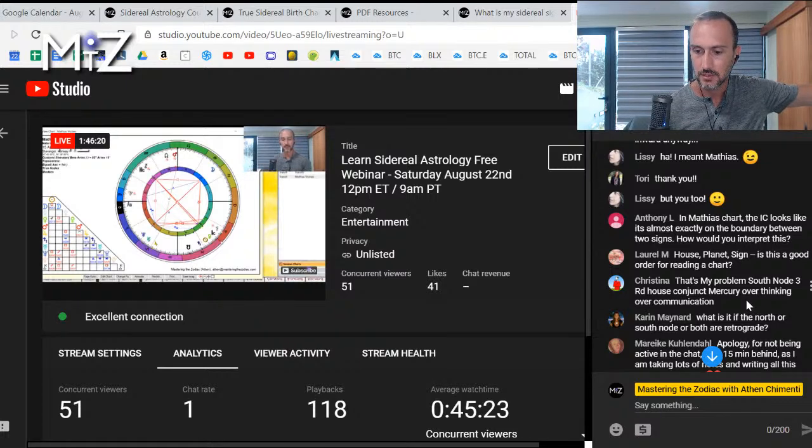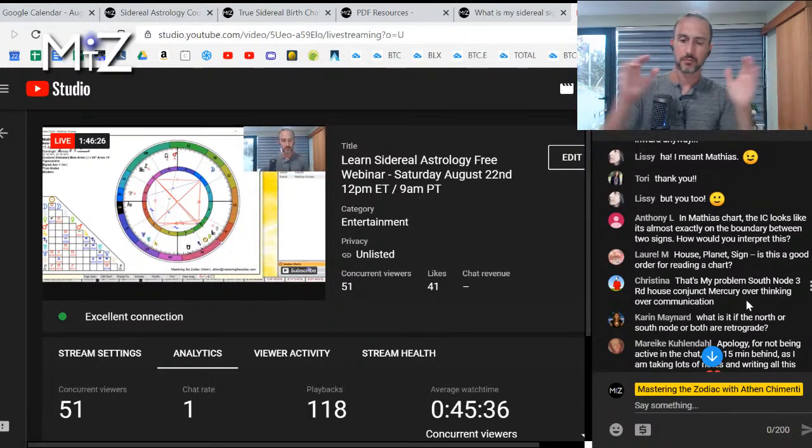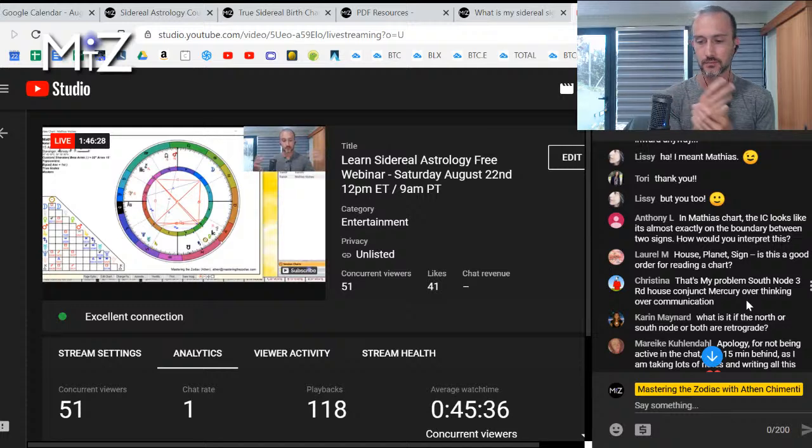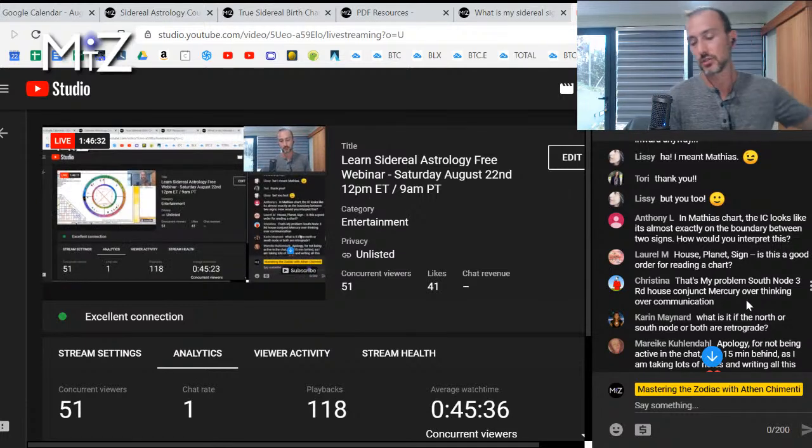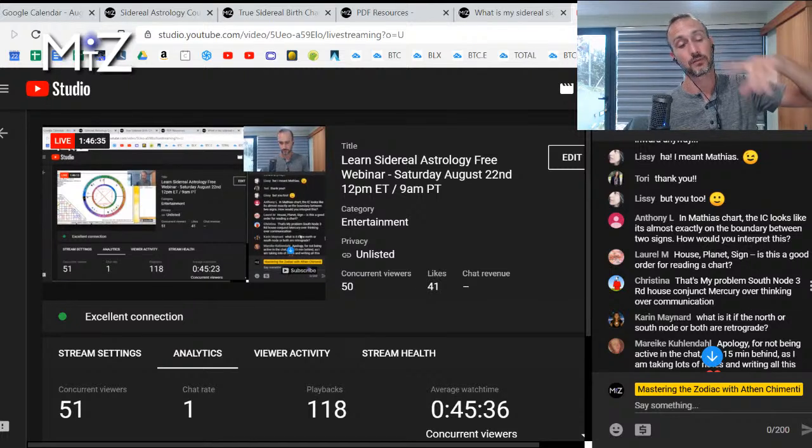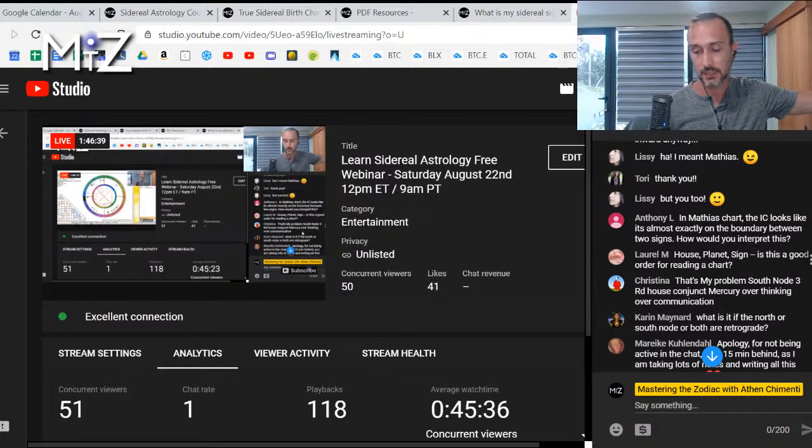All right, Laurel, house, planet, sign. Is this a good order for reading a chart? I would go planets, big three, then either house or sign. So I would go directly to planets, but it really doesn't matter. If you want to start with houses, you could go through all 12 houses, just as long as you recognize that the big three and where the planets are going to be more important areas of development.